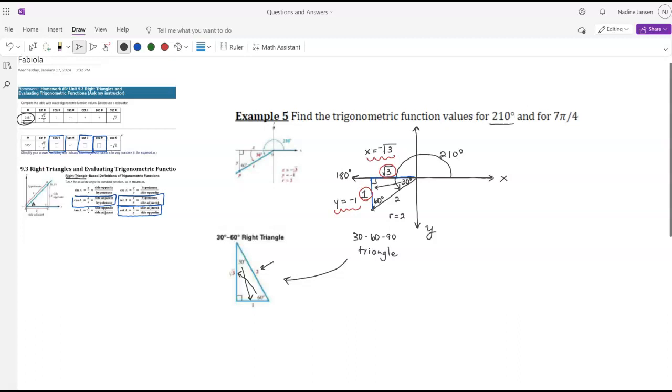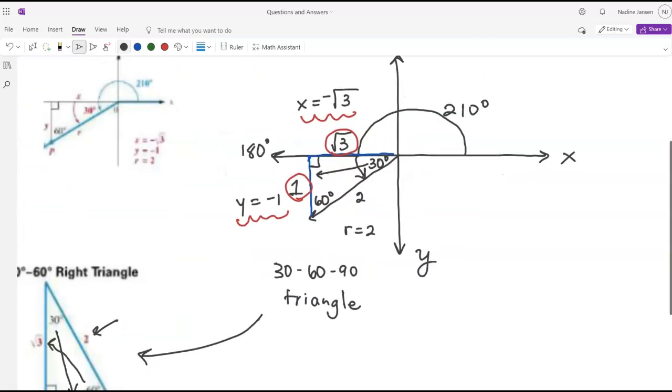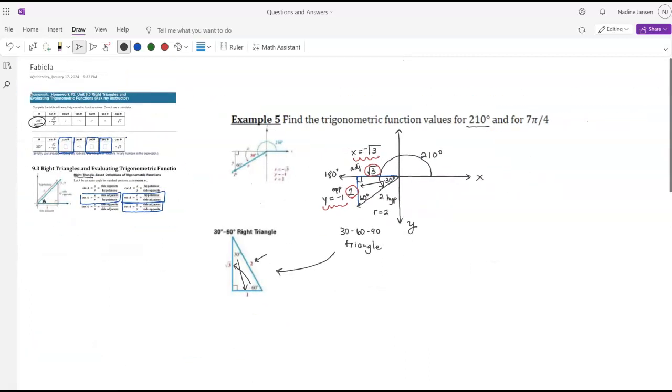Okay, so we have this x value. We have the y value. We've thought about what the adjacent and the opposite are, right? Relative to the 30, we can see that the root 3 is the adjacent side, the 1 is the opposite side, and the 2 is the hypotenuse. So now we can use those values to fill out whatever we were missing.